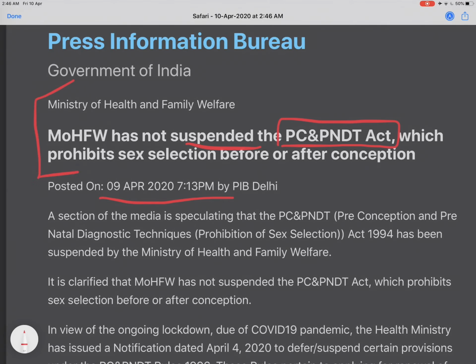And context is either way obvious. Why would the Government of India be suspending the enforcement of such an important act? And this act is so important. We'll see why exactly it is.